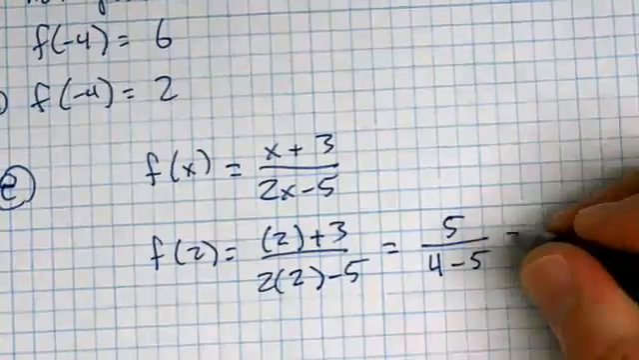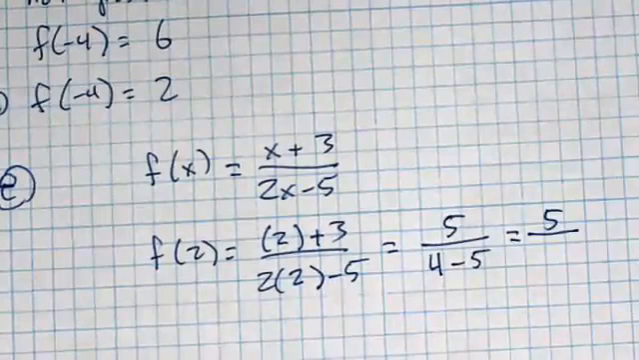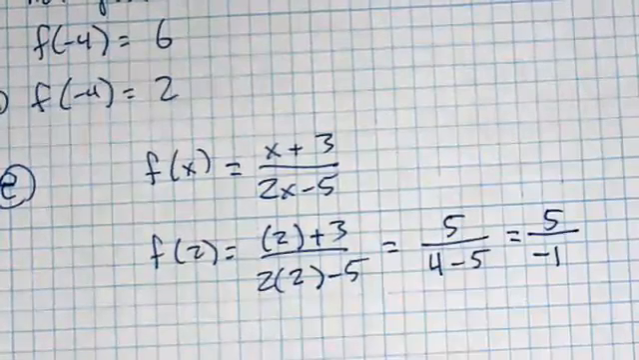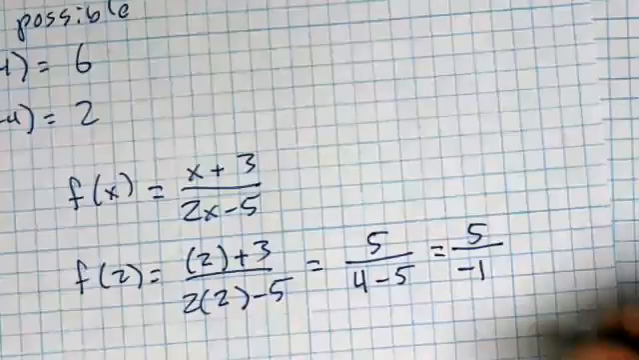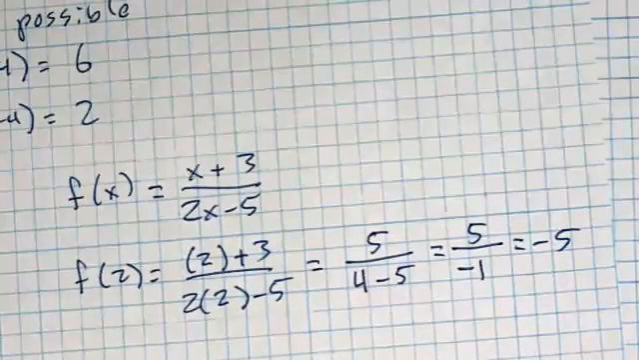And I would do this in 2 separate steps. 4 minus 5 is negative 1. When we divide something by 1, it stays the same. But when we divide by negative 1, it's going to flip the sign on it. So that 5 divided by negative 1 is going to give us a negative 5. Were there any others you wanted to talk about?